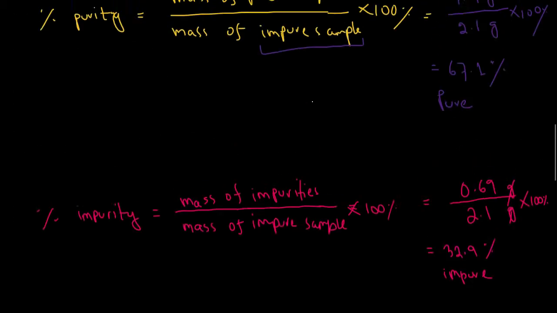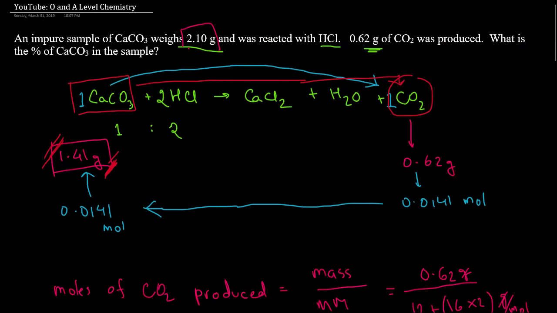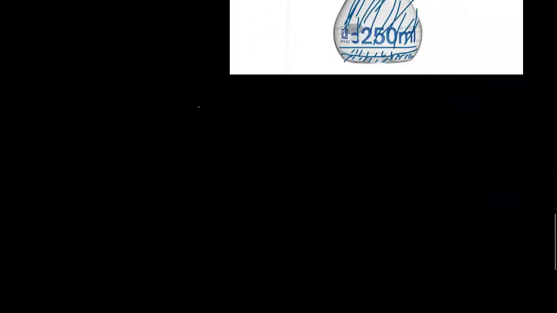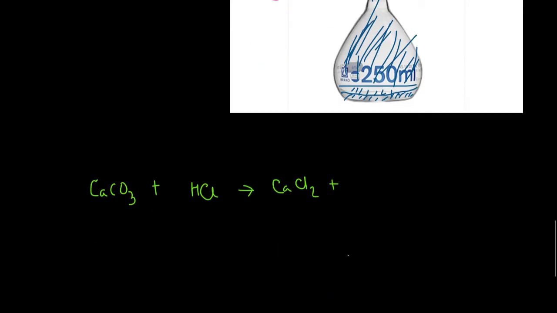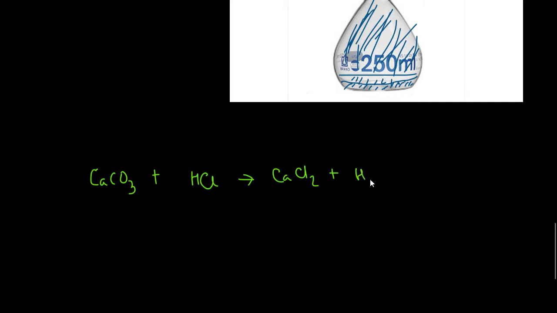We have already seen the equation in the previous video, how calcium carbonate reacts with HCl. So let me just write that down here. The calcium carbonate in the 250 cm cube solution is reacting with HCl to produce calcium chloride plus water plus carbon dioxide.